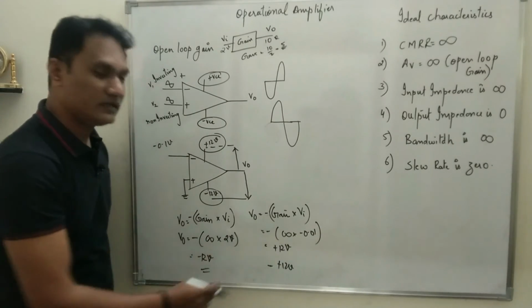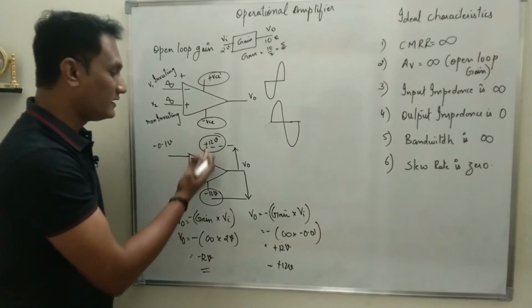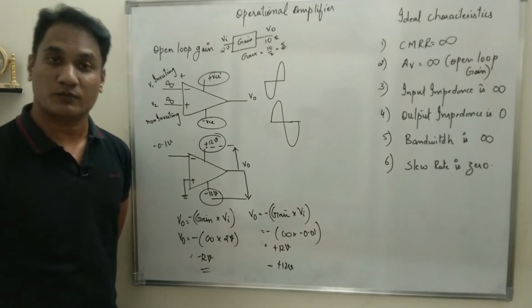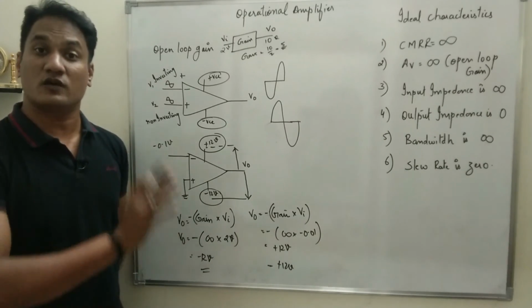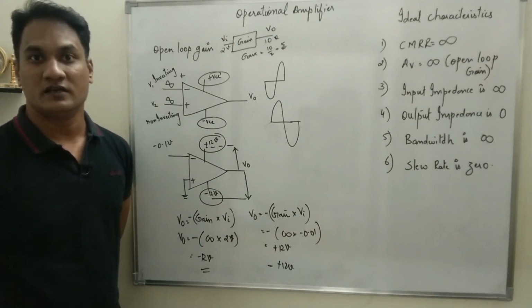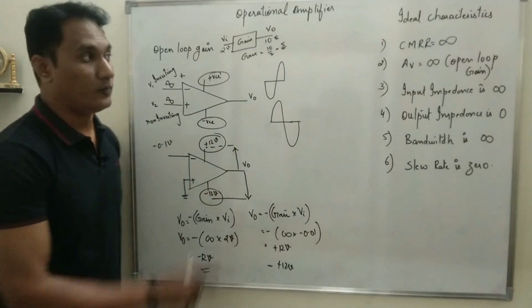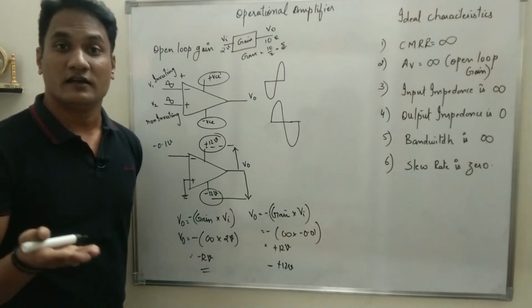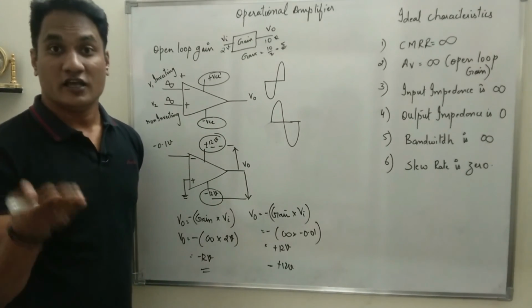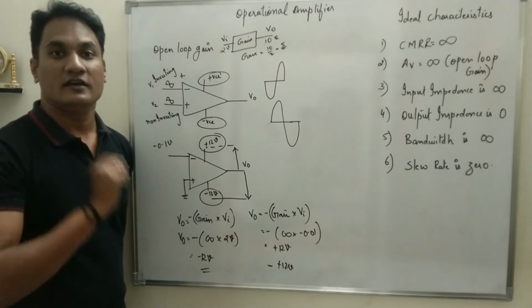But here what is happening? The output is either plus VCC or minus VCC. If you are considering the plus VCC and minus VCC as plus 12 volt and minus 12 volt, so output will be either plus 12 volt or minus 12 volt for any input voltage. So this is the disadvantage of open loop gain. Open loop gain is infinite. Very large gain is there, but it is of no use, because if you have to use the circuit as an amplifier, the gain should be finite.